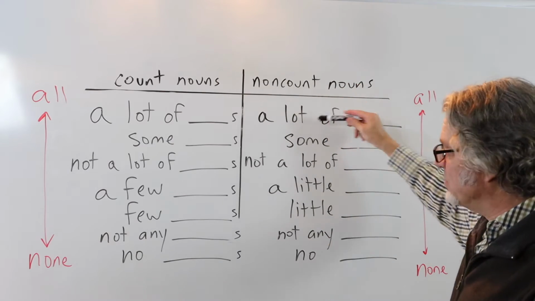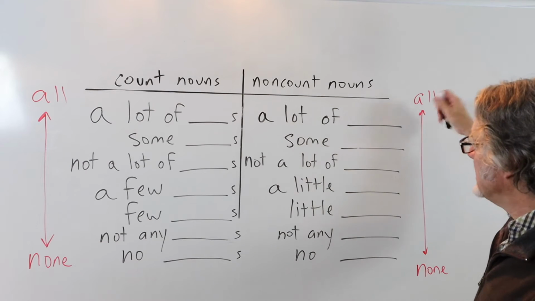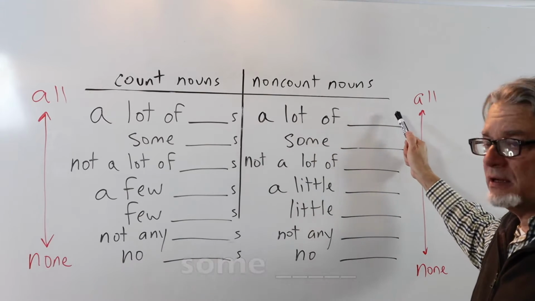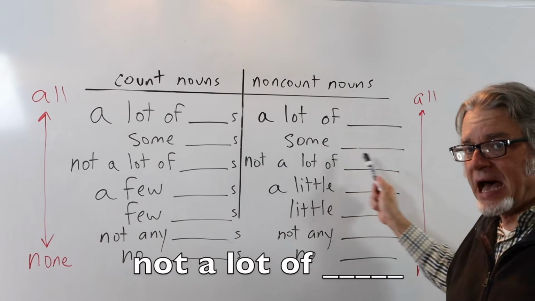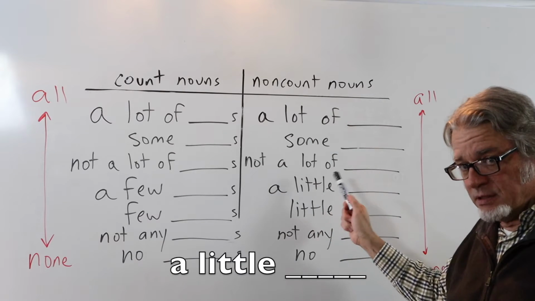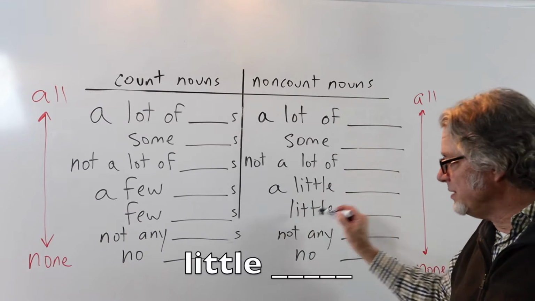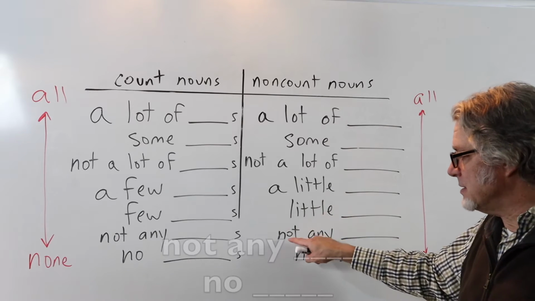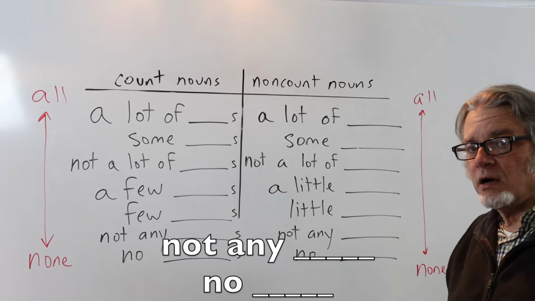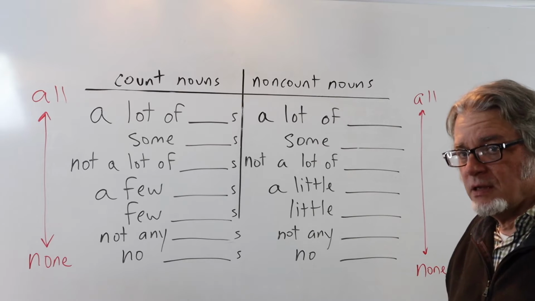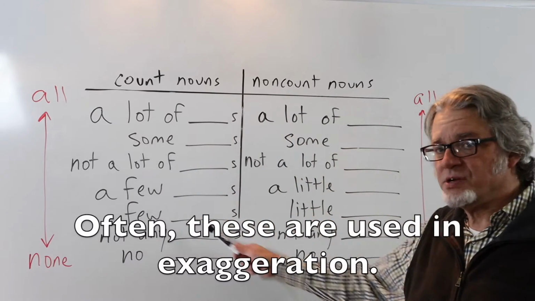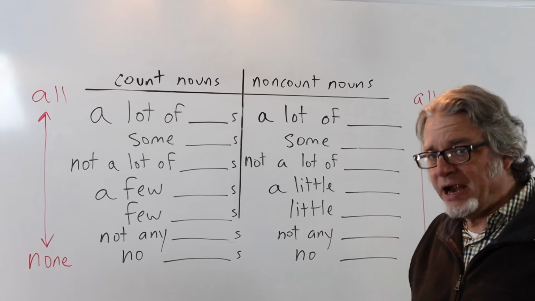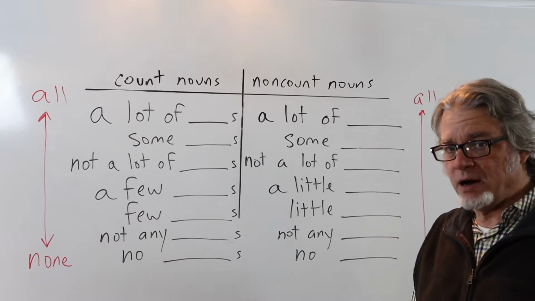And for non-count nouns, you can see the similarities except that these don't end in an S. A lot of, some, not a lot of, a little, this is a small amount, and little sounds like an even smaller amount. Not any and no are used for zero. But remember that often these are used in exaggeration, and often they're used in comparing two or more amounts.